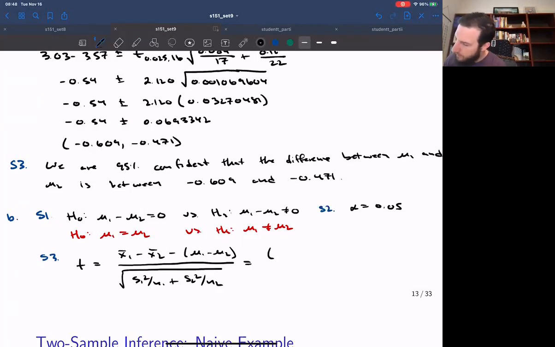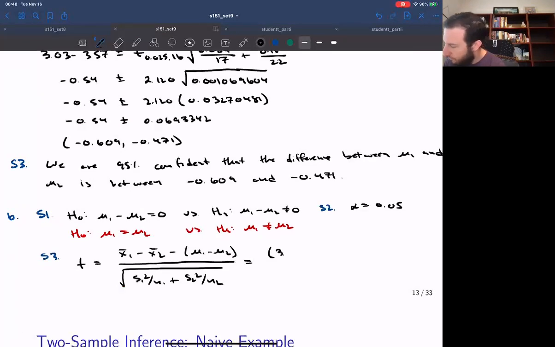Okay, so this is going to be 3.03 minus 3.57 minus zero. So notice mu1 minus mu2 is equal to zero. That's why the first expression of the null hypothesis is a little bit easier to work with, because it's actually saying H0: mu1 minus mu2 equals zero. And that's the zero that we're plugging in here.